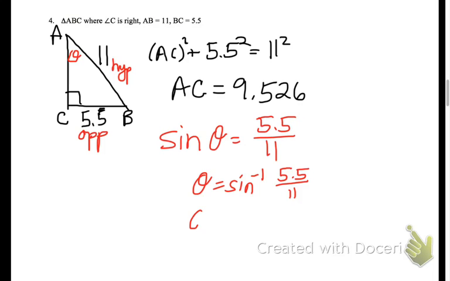And when we do that, we get theta equals 30 degrees. Well, now that we know theta is 30 degrees, which is angle A, the measurement of angle B has to be 60 degrees because we're in a right triangle, a 30, 60, 90 right triangle.